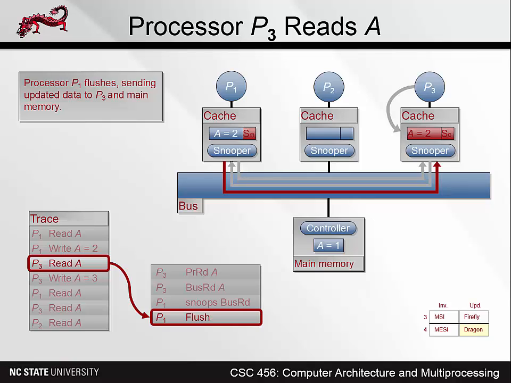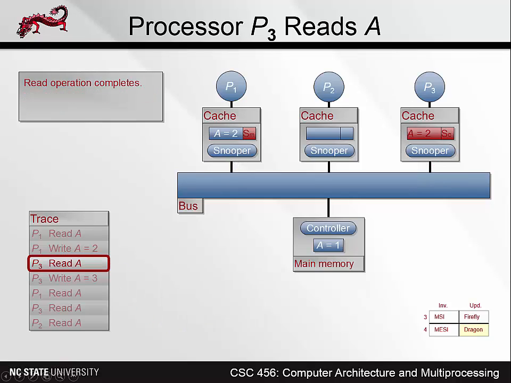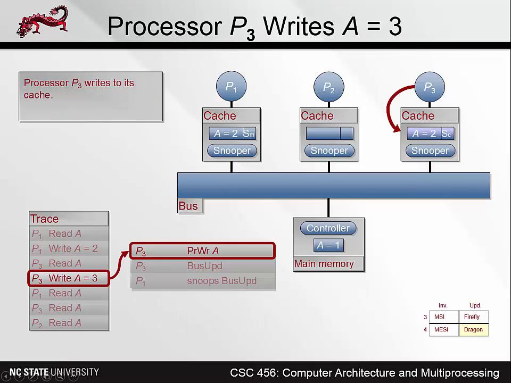Note that, unlike in the CSC protocol, main memory does not need to be updated because the cache in state SM is responsible for updating memory when it finally replaces the block. Then the read operation completes.